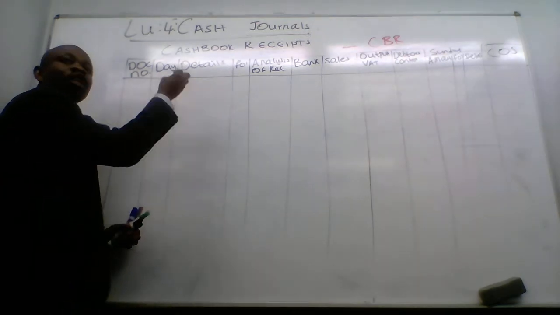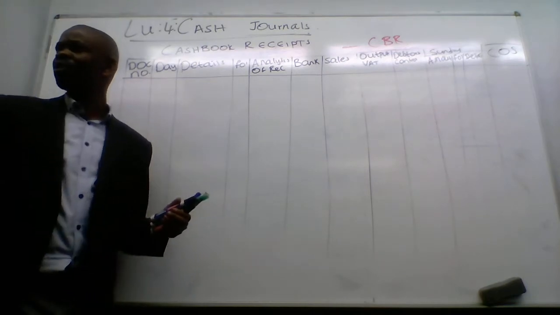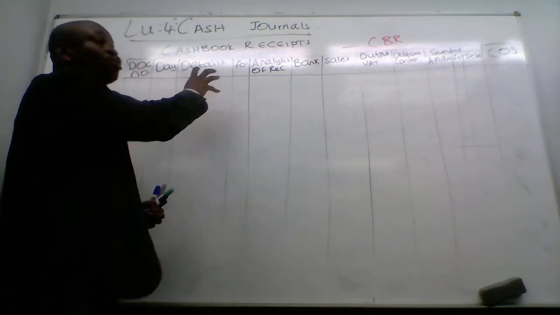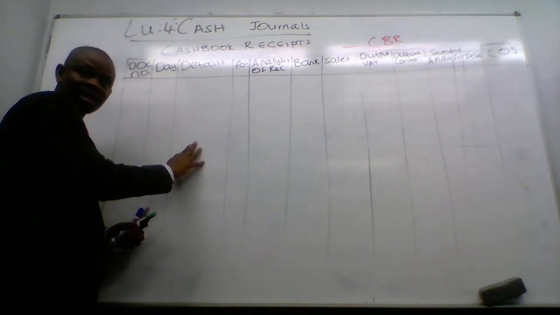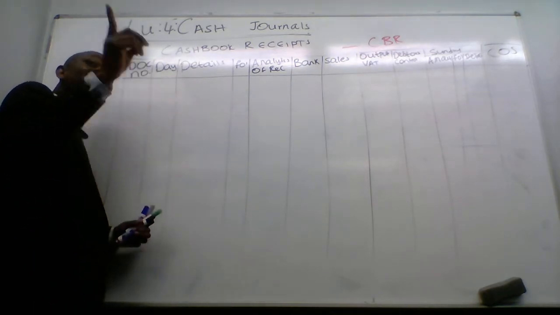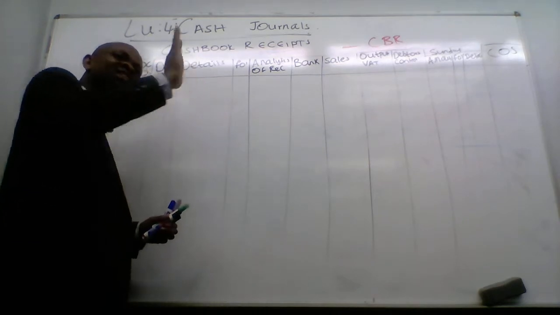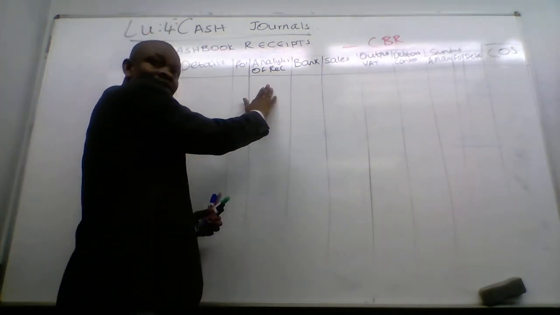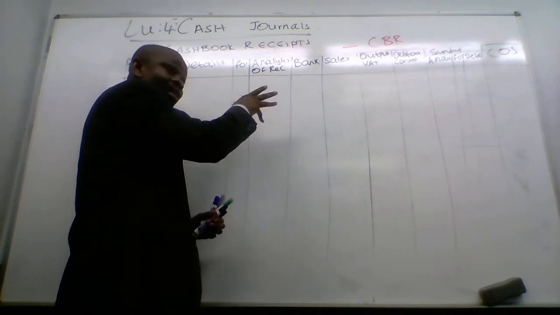Details means the source. If you received cash, obviously you must receive it from the source. If you received it from Sylvester, it means you're going to write what? Sylvester. Okay? At the moment, this one is not useful. Just leave it for now. Can I come back to the analysis? Because I want to explain it better.